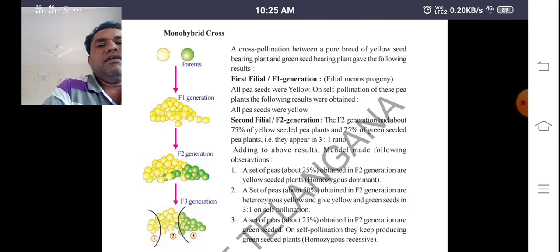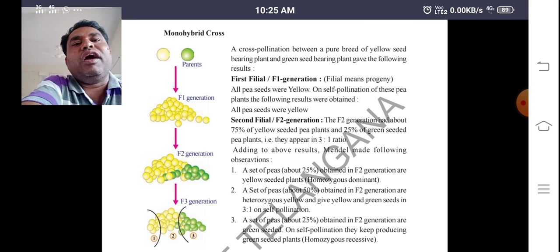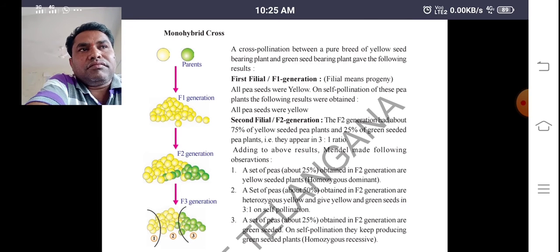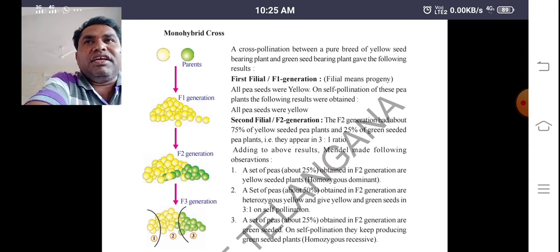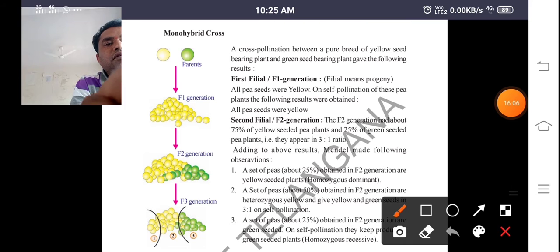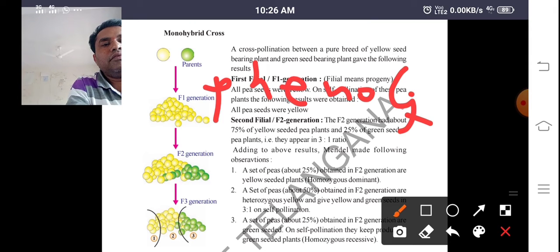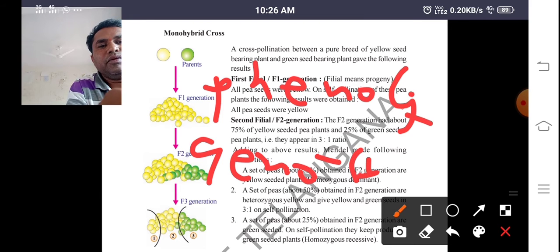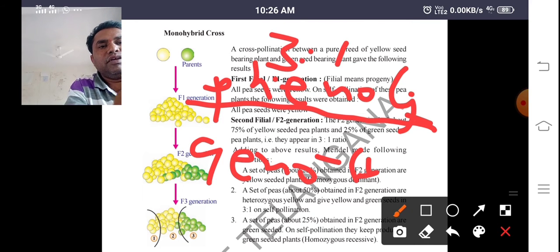So in this way, by this monohybrid cross, in examination they may ask two types of ratios, that is phenotype and genotype. The monohybrid cross phenotype ratio is 3:1. The genotype ratio is 1:2:1.